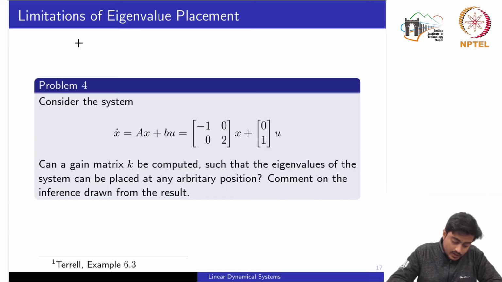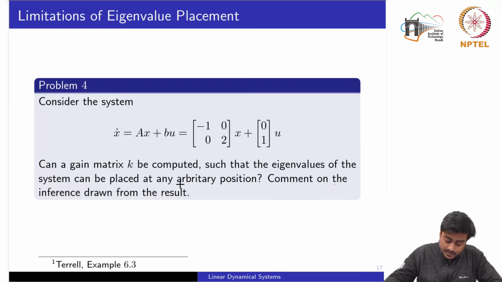The next problem deals with the limitations of eigenvalue placement. Consider the continuous time system with A, B matrices as given here. The first question asks: can a gain matrix K be computed such that the eigenvalues of the system can be placed at any arbitrary position? The next part asks us to comment on the inference drawn from the results.